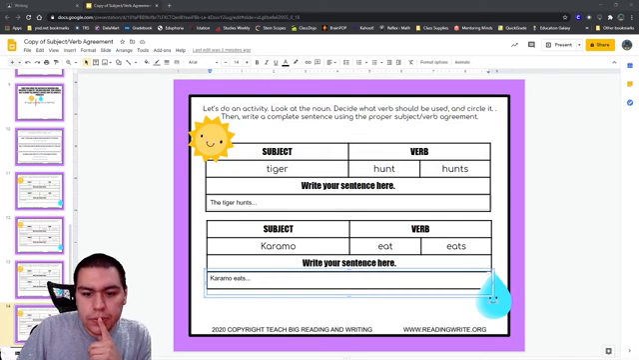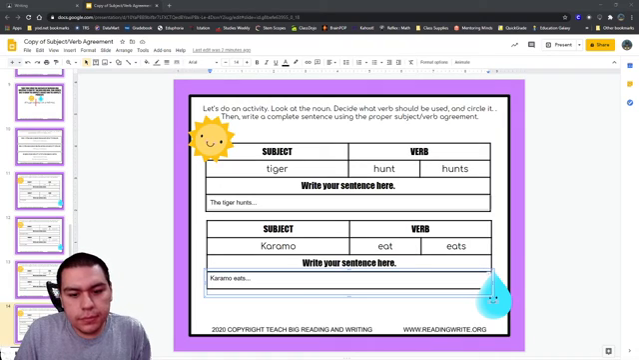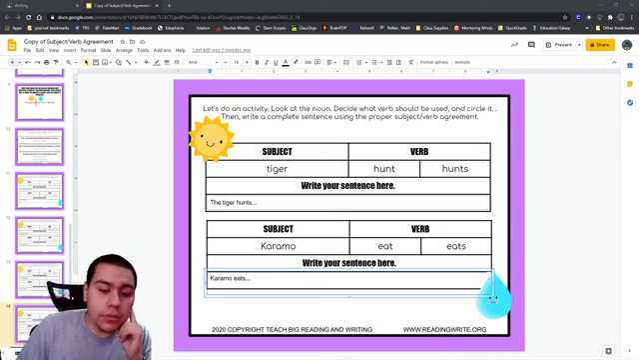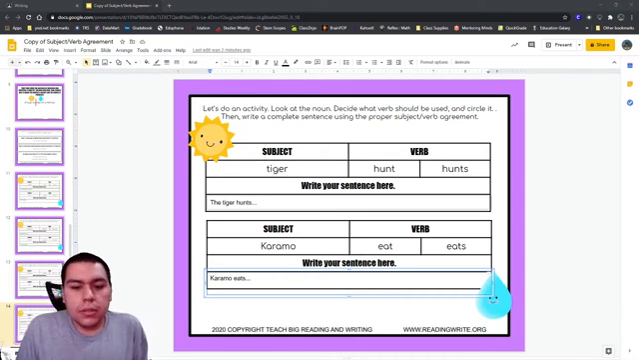Brianna said fish. Noah, you have one? What else could Karamo eat? Oh, pig. Okay, so Karamo eats, or yeah, Karamo eats pig. That might work. What was yours, Chase? How else would you end the sentence? Steak. Okay. Any of those would be great ways to end that sentence.